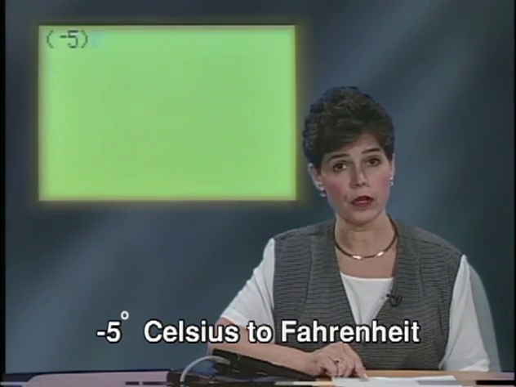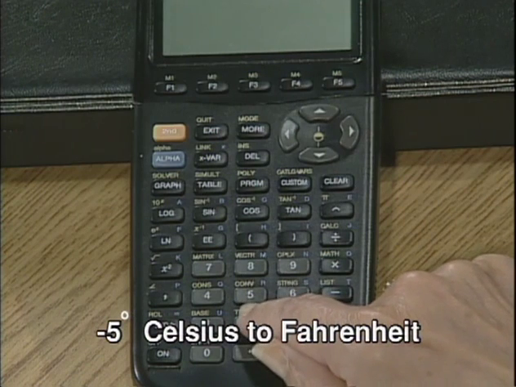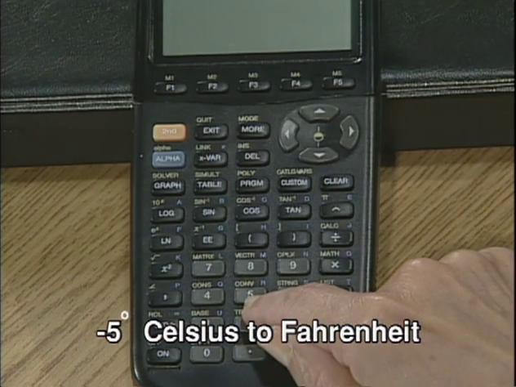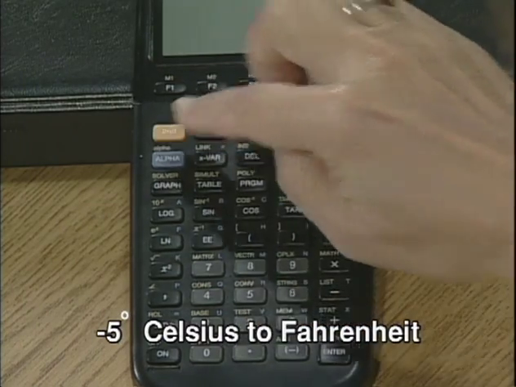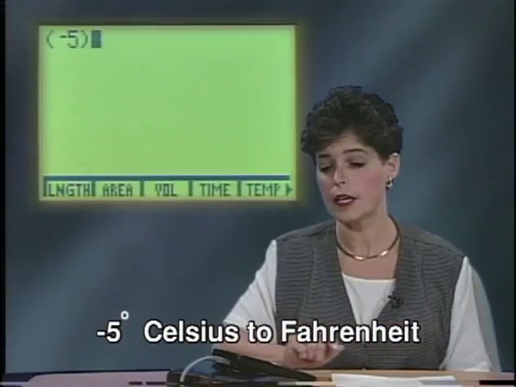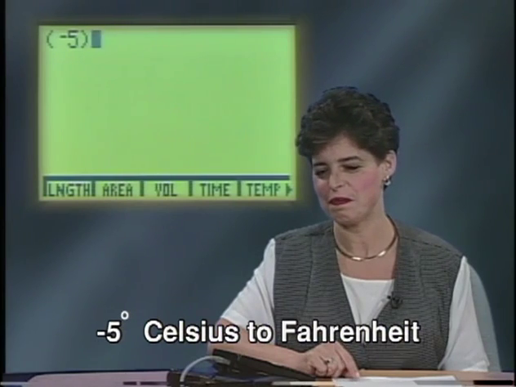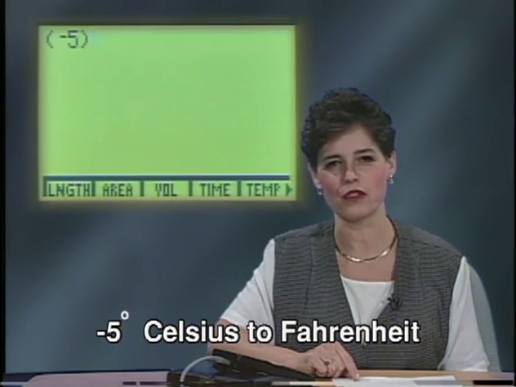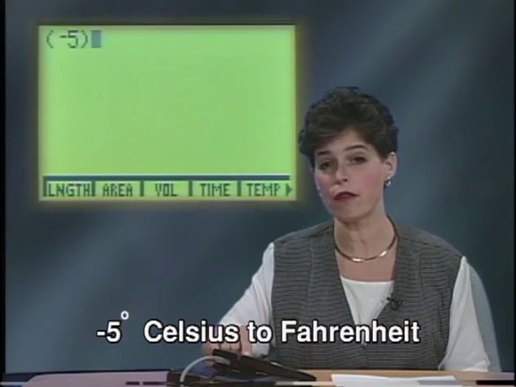Now, in order to go to a conversion, I will go to the key that's labeled 5 here, because you see that above it, it says CONV. So second, and then that 5 key gets me into the conversion menu. Since I'm doing a problem that involves temperature, I'm going to press F5 for temp.